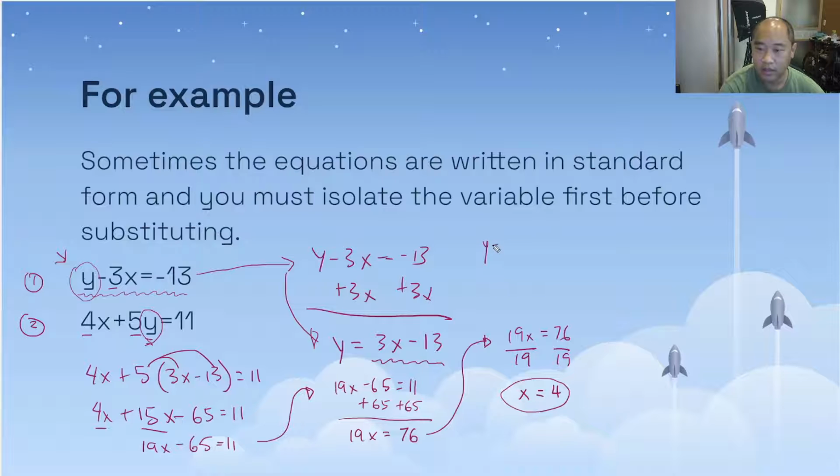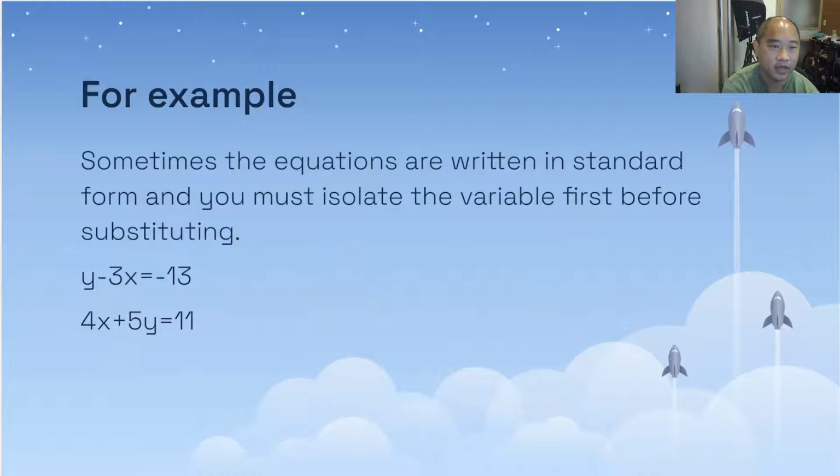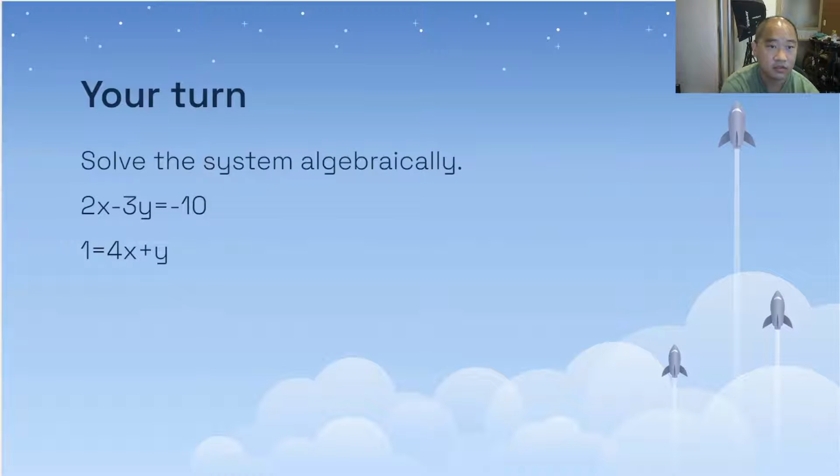So y equals 3 times 4 minus 13. So that's 12 minus 13. So y equals negative 1. So it's (4, negative 1). Here's your final answer after substituting. Okay. Your turn.